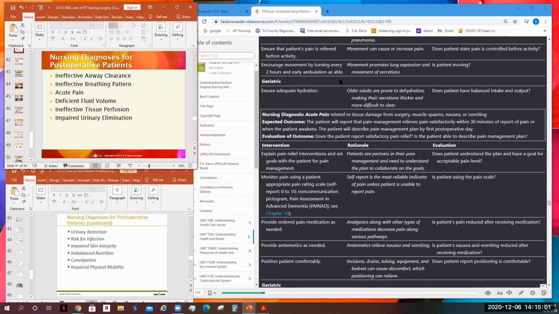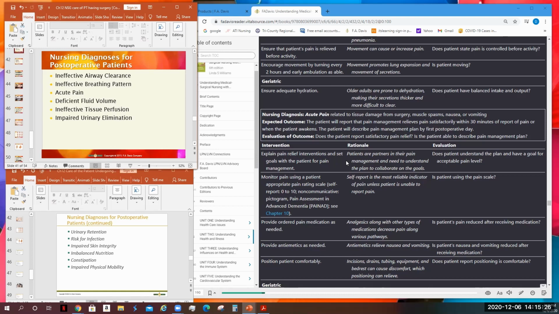Intervention: explain pain relief interventions and set goals with the patient for pain management. Rationale: patients are partners in their pain management and need to understand the plan to collaborate on the goals. Evaluation: does patient understand the plan and have a goal for acceptable pain level?